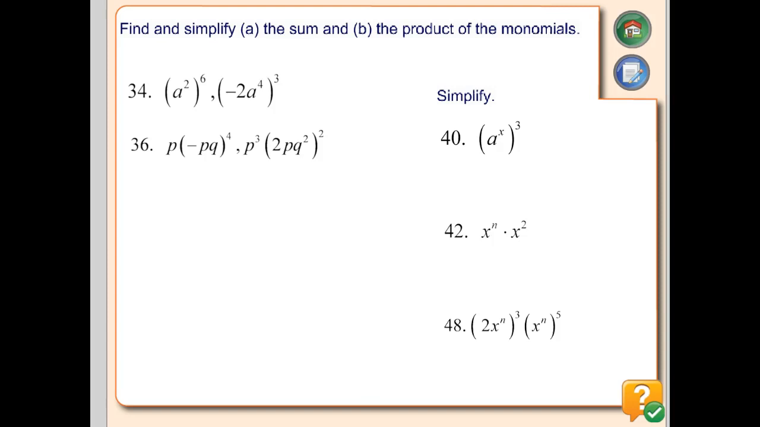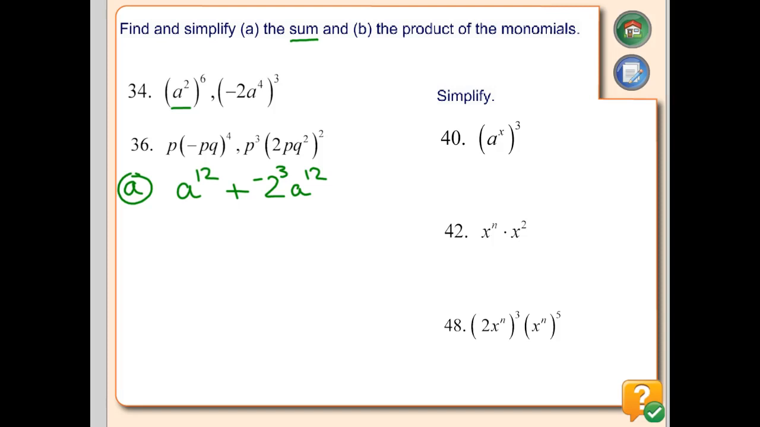Okay, so if I'm looking at number 34, and we're going to do A first, we're going to find the sum. Well, sum means we're going to add. So let's look. First of all, I've got to take care of that power to a power. So we've got a squared to the 6th power, which is going to give me a to the 12th. Remember, we multiply our exponents. And we're going to add this time, and that's going to give me negative 2 cubed a to the 12th.